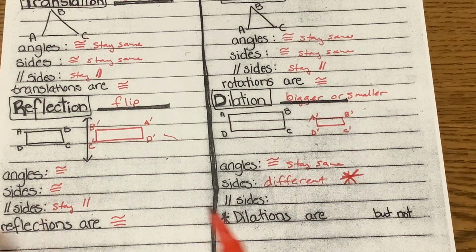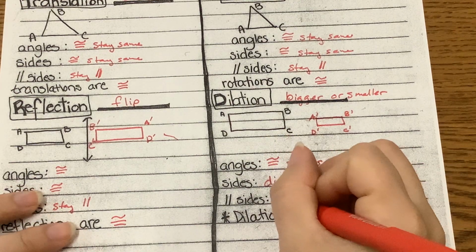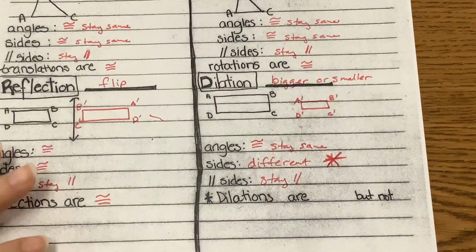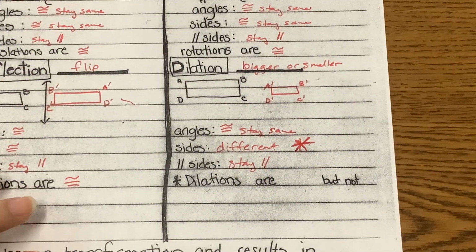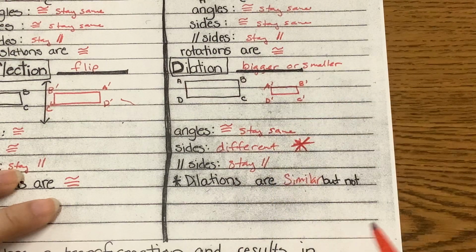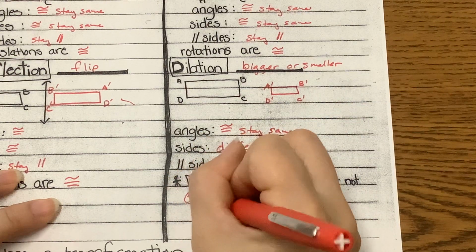Okay, parallel sides though, they remain parallel. So they stay parallel. Okay, so if dilations are not congruent, well, what's the other term we can use? Yeah, so dilations are similar, but not congruent.